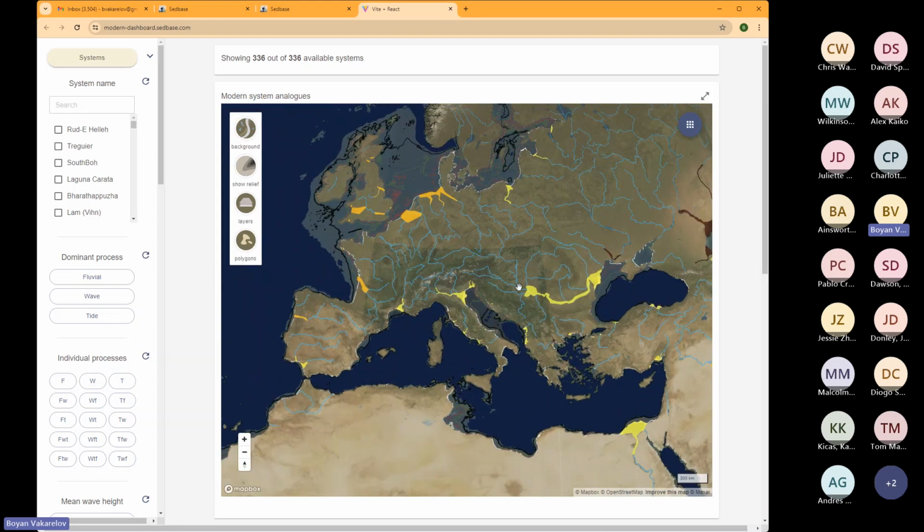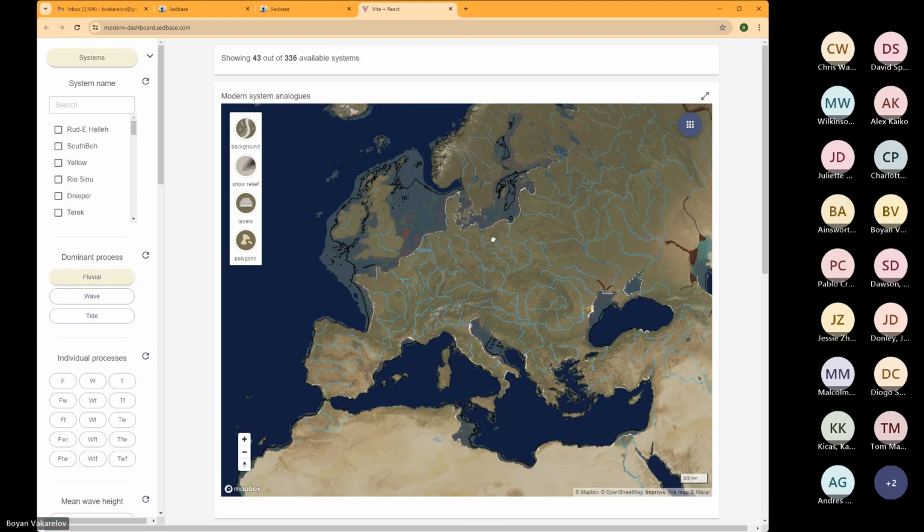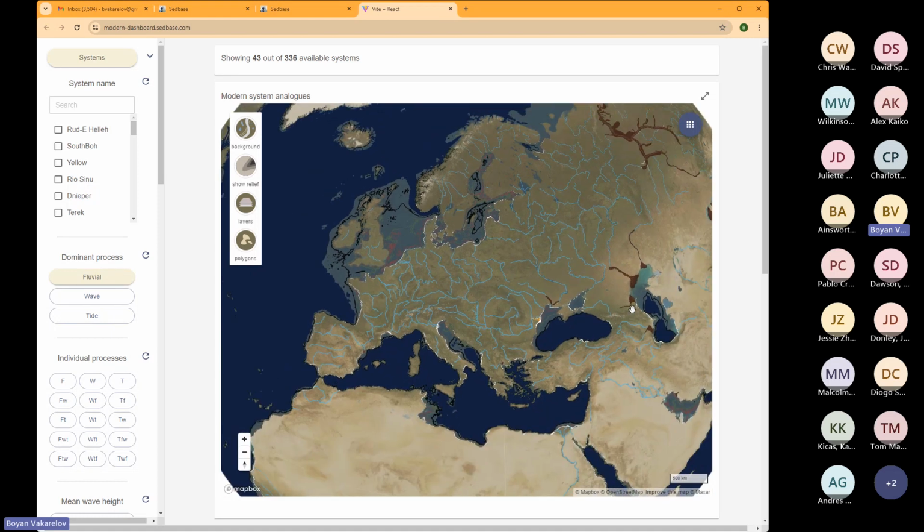Let us turn the satellite view back on. Now, let us say a few more words about filters. One thing that happens every time you apply a filter is that in the background, we connect to our database and it gives back the relevant data. So if I click now on Fluvial, you will see that a lot of our systems disappeared and only systems shown in brown are shown at the moment.